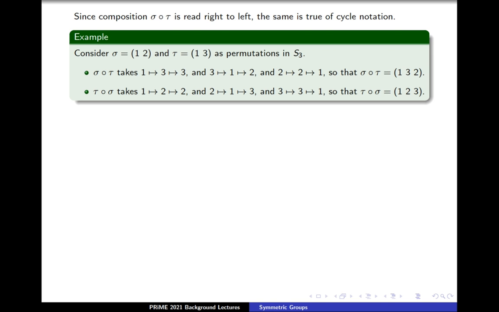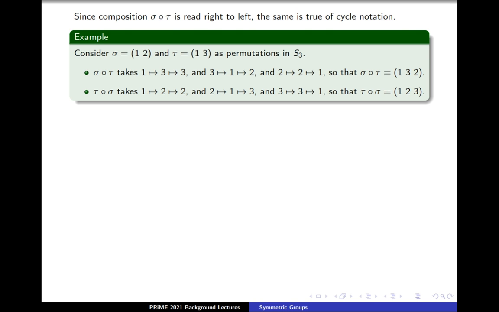Now let's see what the composition does to the element 3. So 3 goes by tau to 1, and 1 goes by sigma to 2. Okay, so overall, this composition maps 3 to 2. Finally, let's look at what sigma composed tau does to 2. So 2 goes by tau, it's fixed, and it goes to 2. Then 2 goes by sigma to 1.